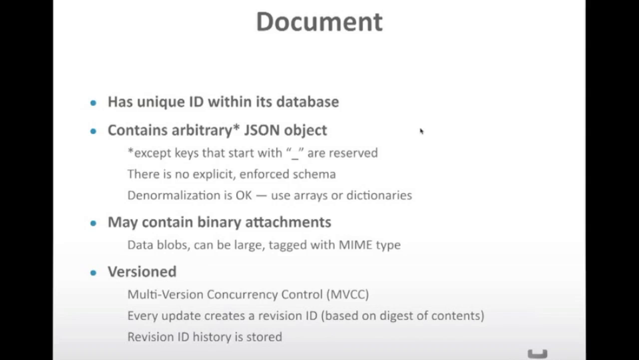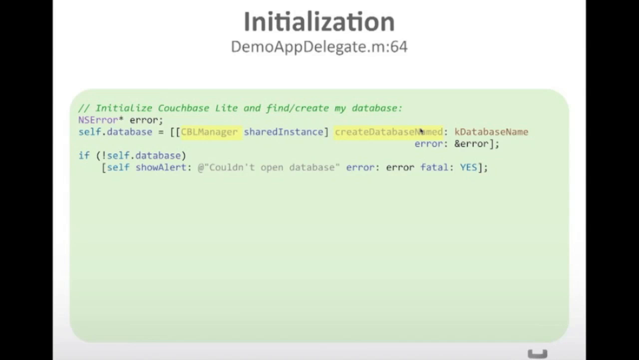And the most important piece, documents are versioned. We use a thing called multi-version concurrency control, which is quite similar to what a real version control system like Git or Subversion will use, where we track every revision with its own unique revision ID that's based on a digest of the contents. And we store a history of the revision IDs of the document over time. This turns out to be a really crucial thing to do for synchronization, especially in resolving conflicts.